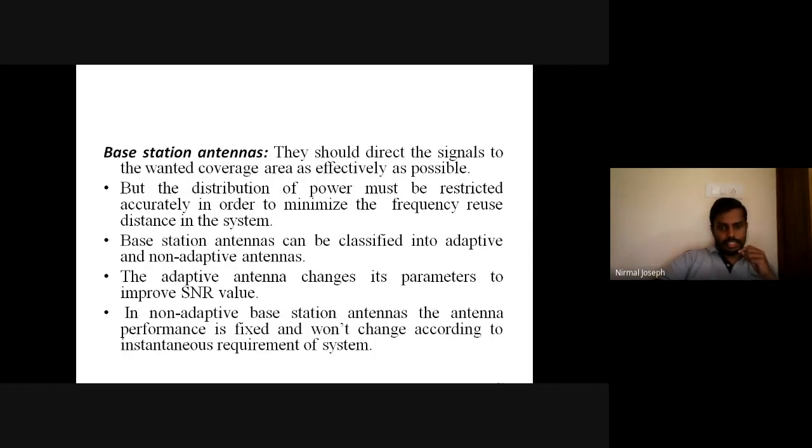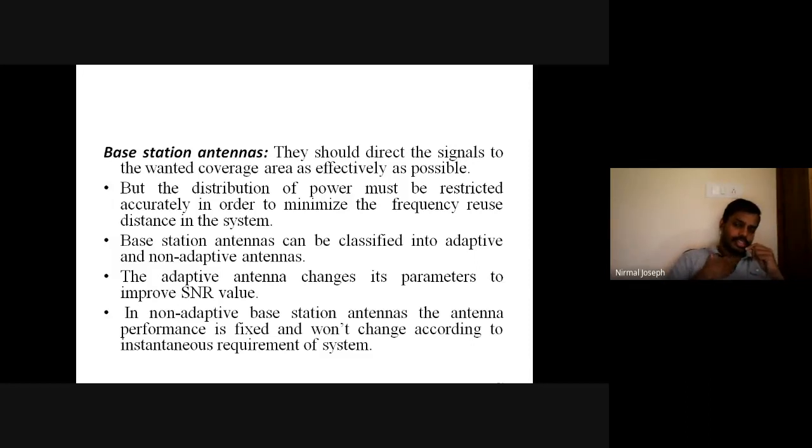So we will see base station antennas. They should direct the signals to the wanted coverage area as effectively as possible. That wanted coverage area means our cell. This base station antenna should direct the signal to the cell as effectively as possible. But the distribution of power must be restricted accurately in order to minimize the frequency reuse distance in the system.